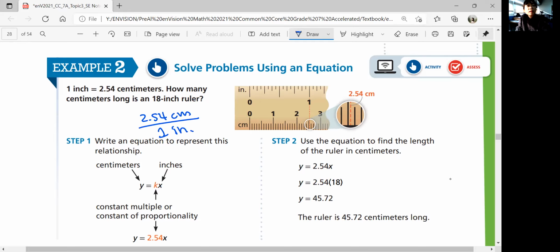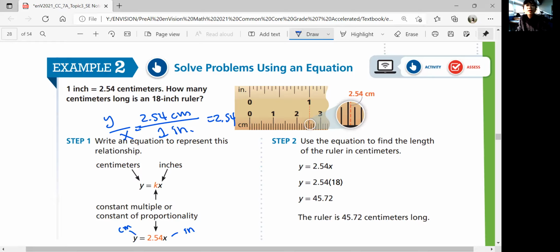And we're going to represent centimeters, which is y, and let x be the inches. So that's our constant of proportionality, 2.54, okay? And we can say y is equal to 2.54x when x represents inches and y represents centimeters.